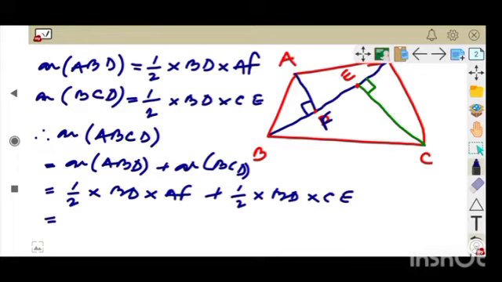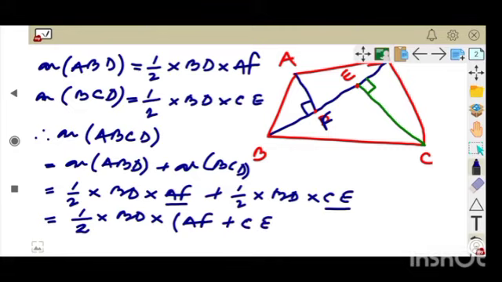So let's take common. We see 1 by 2 is common, so we'll take 1 by 2 common. BD also we can take common. So it's 1 by 2 into BD, and the remaining is AF and CE. So let me write here AF plus CE.